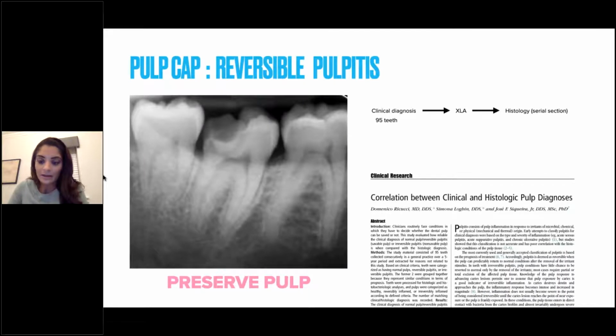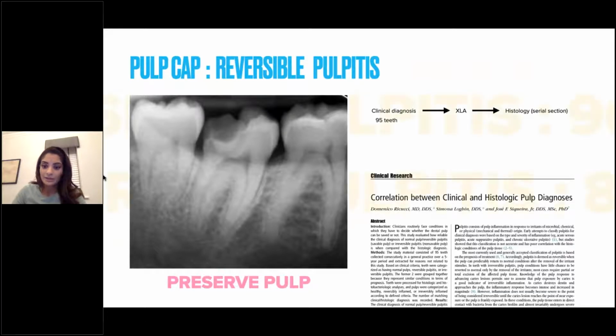So this is an interesting paper because it's always curious: if a patient comes to you with symptoms of reversible pulpitis, is that a true representation of what's happening in the pulp? This paper was by Ricucci et al. in 2014, and they took 95 teeth from different patients and asked each patient what symptoms they were getting. Following that, they classified the patient into a clinical diagnosis of reversible or irreversible pulpitis, depending on what the patient told them. After that, they took the teeth out and histologically looked at what was going on in the pulp to see if it matched the clinical diagnosis.